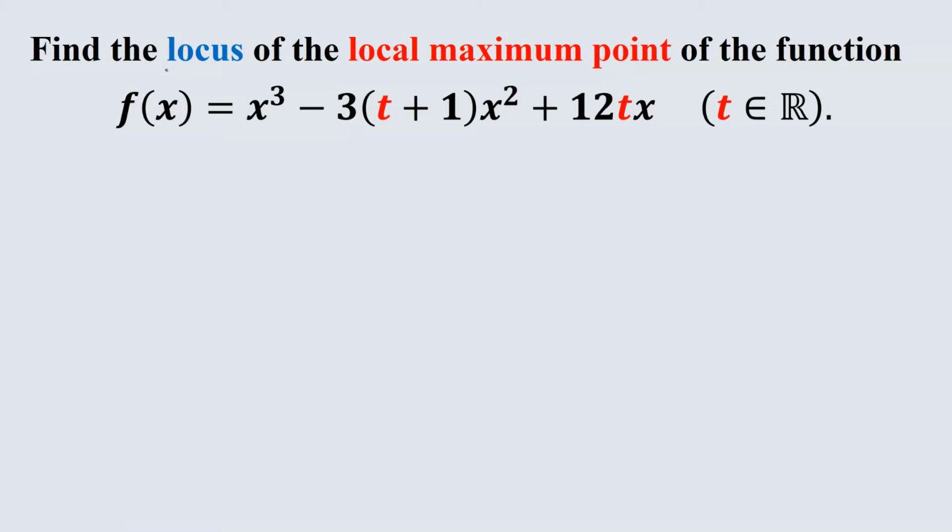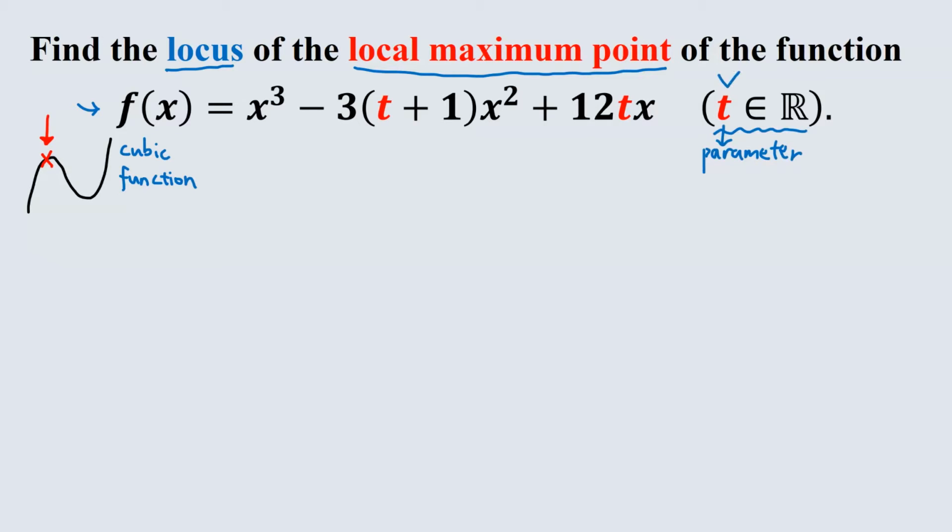Today we will find the locus of the local maximum point of the function f(x) defined as x cubed minus 3(t+1)x squared plus 12tx. In case some of you haven't understood the problem, let me explain one more time. This is a cubic function, therefore it can have a local maximum point.